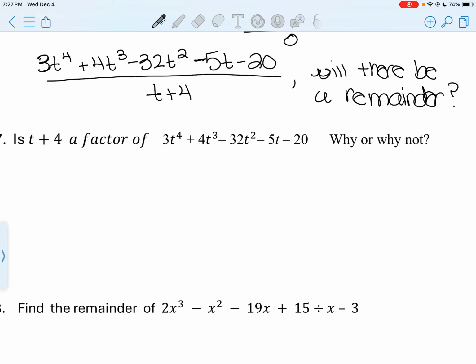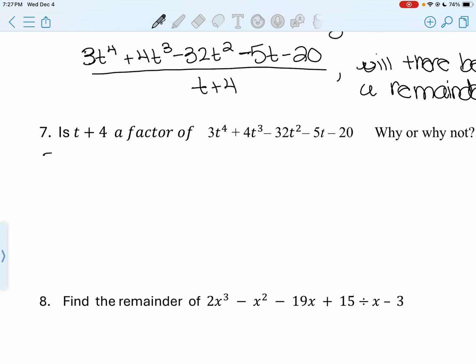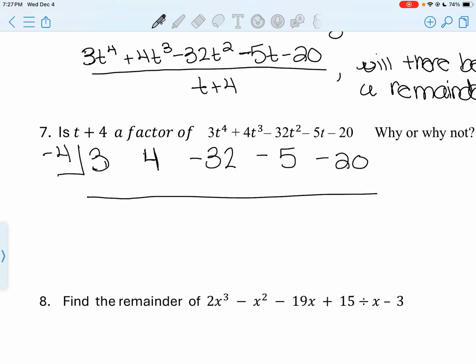So let's divide. Let's use synthetic division here. So once again, t plus 4 is my divisor, so I put a negative 4 in the box. Then everything to the right of my box are the coefficients in front of my variables. I have 3, I have 4, I have a negative 32, a negative 5, and a negative 20. And all my variables are accounted for. I have a t to the fourth, a t cubed, a t squared.